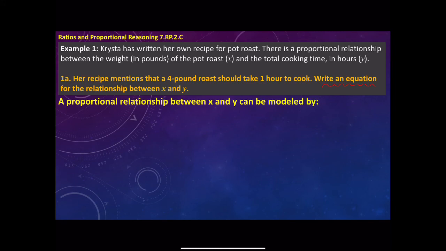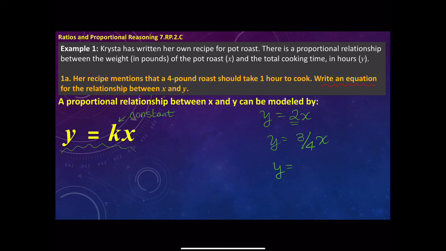You might have learned in a previous lesson that a proportional relationship between X and Y could be modeled by Y equals Kx, where K is the constant. But what we're going to be doing is writing equations in the form where, instead of the K, we put a value there, a coefficient. Like Y equals 2x, or Y equals 3/4 x, or it could be a decimal, like Y equals 0.25x. It could be a lot of different things.